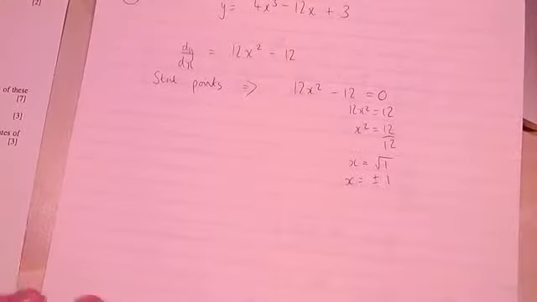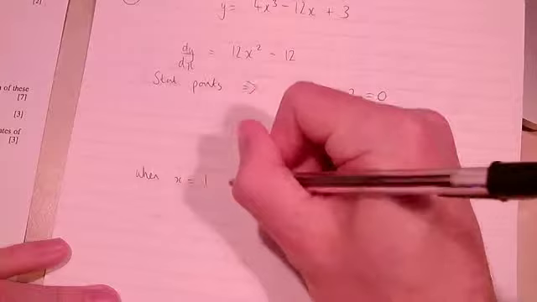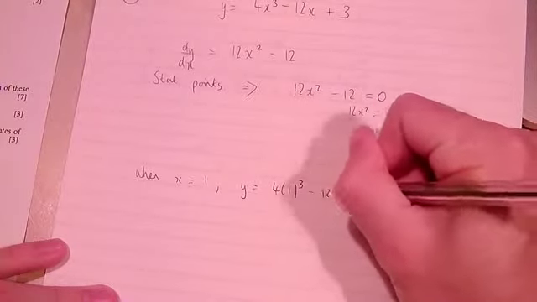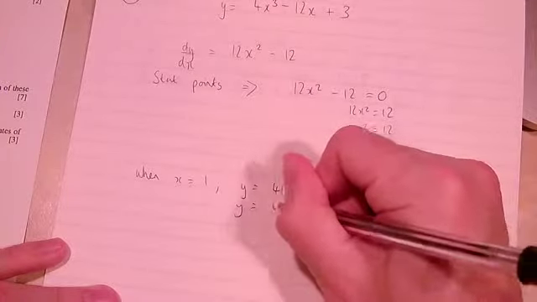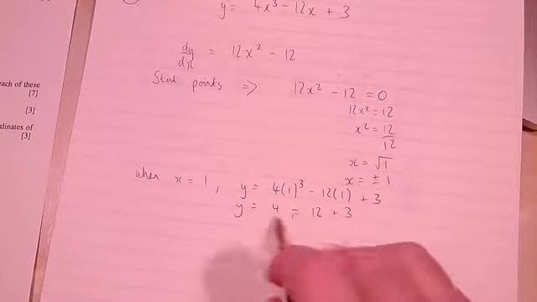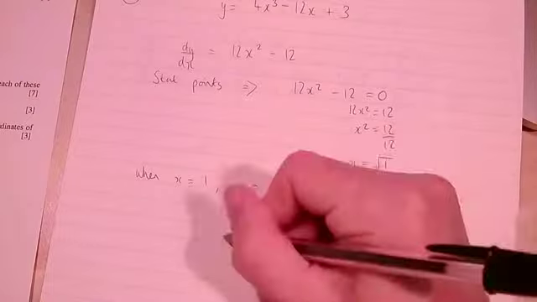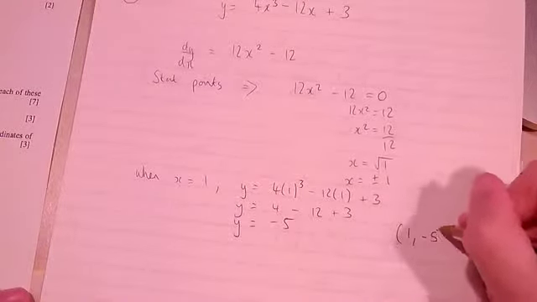Okay, so I'm going to now say when x equals 1, y equals 4 lots of 1 cubed minus 12 times by 1 plus 3. So that's going to give me 4 minus 12 plus 3. 4 plus 3 is 7, 7 take away 12 is minus 5. So there's my first set of coordinates. We've got 1 and minus 5.